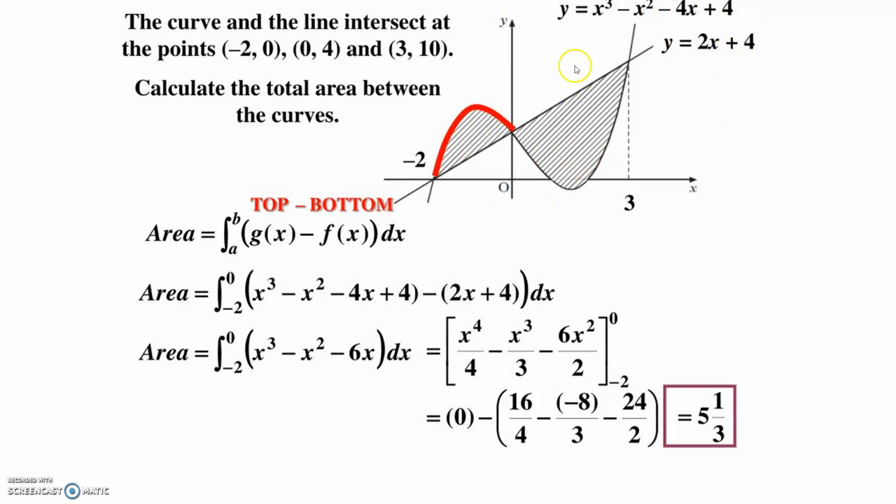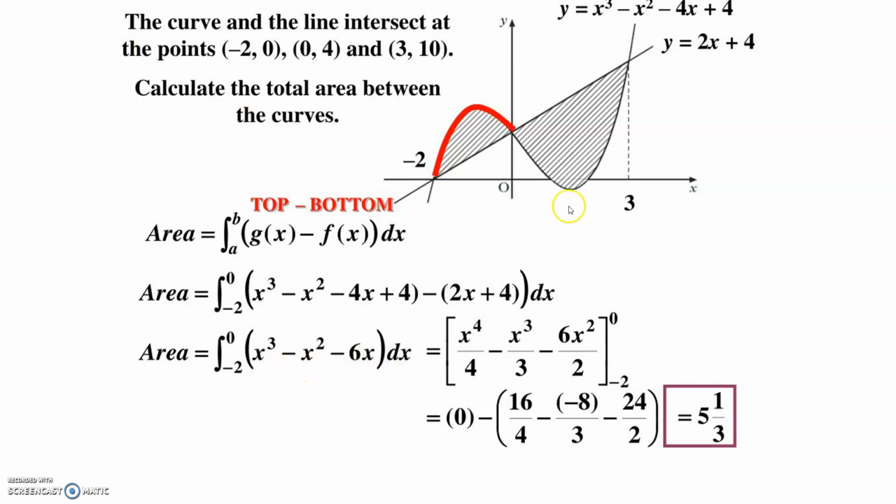Plotting is there. We have the lower limit minus 2 and upper limit 0. So we have the area of the lower portion, that is top minus bottom, integral from a to b of g of x minus f of x dx. It is the formula to find the area between two curves. Now area is equal to integral from minus 2 to 0 of x cube minus x square minus 4x plus 4, minus 2x plus 4. Equating, we start x cube minus x square minus 4x minus 2x is minus 6x, plus 4 minus 4 is 0. So we derive the area is equal to lower limit minus 2, upper limit 0, x cube minus x square minus 6x dx.